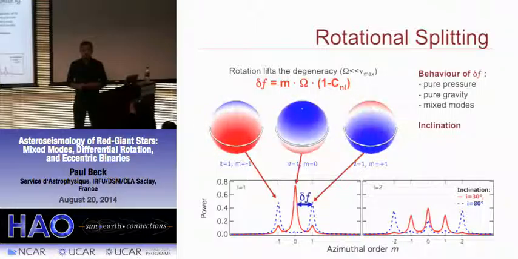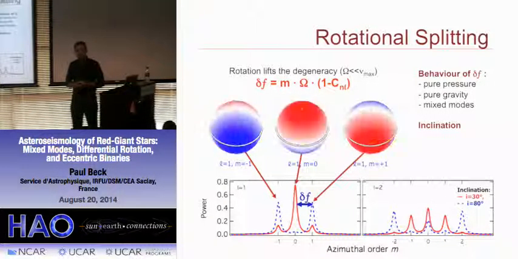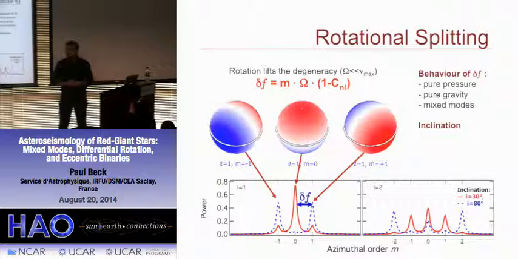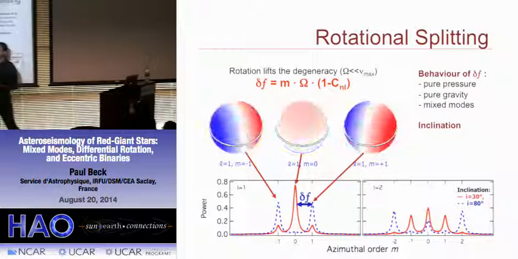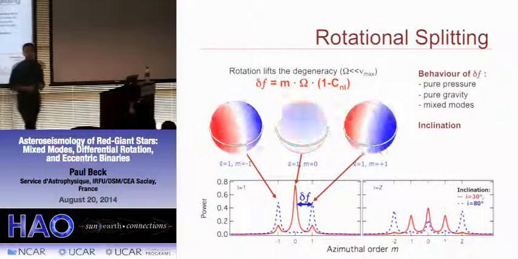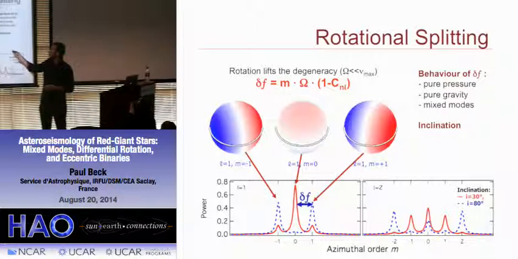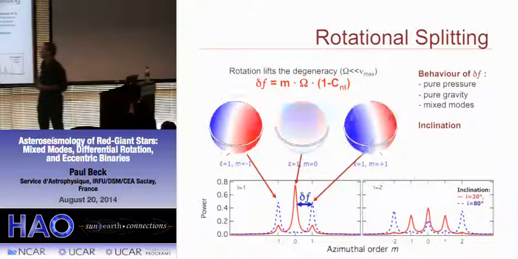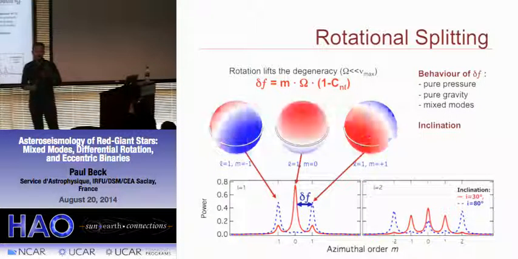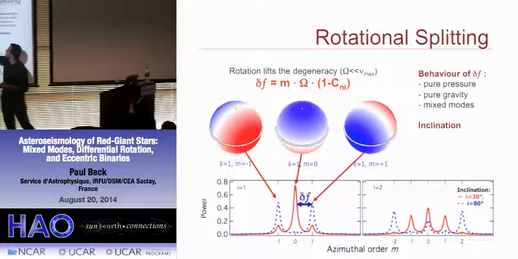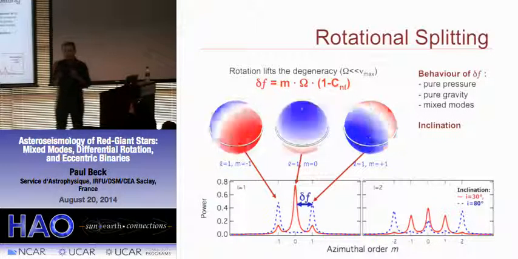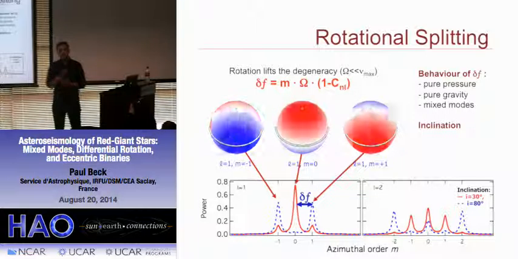How do we investigate rotation? The big difference between radial and non-radial modes is that non-radial modes are sensitive to rotation through the effect of rotational splitting. A radial mode would be in full symmetry. For non-radial modes, as we show here, we have, according to the degree, a given number of lines. Here I show you a dipole mode with one nodal line, which you can see as a white line here. Now, in case of no rotation, they all have the same frequency.